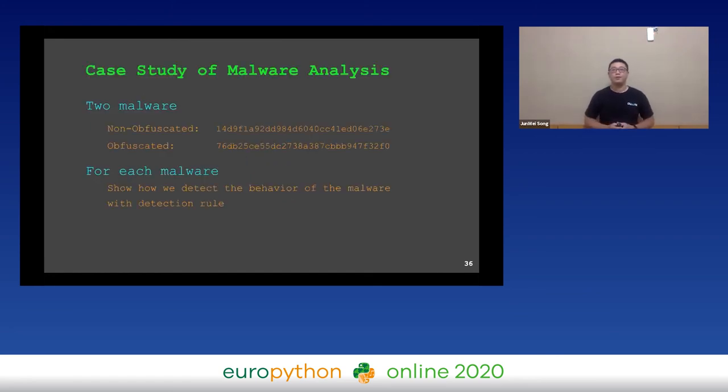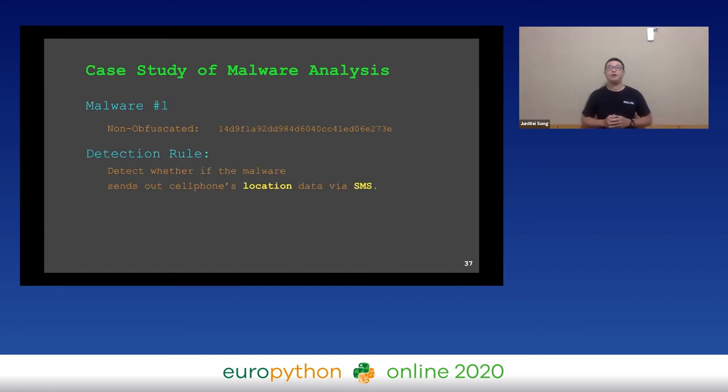In this section, we prepared two malware. One is non-obfuscated, and the other one is obfuscated. And for each malware, we will show how we detect the behavior of the malware with a detection rule. Now, let's see the first malware. This is a non-obfuscated one.